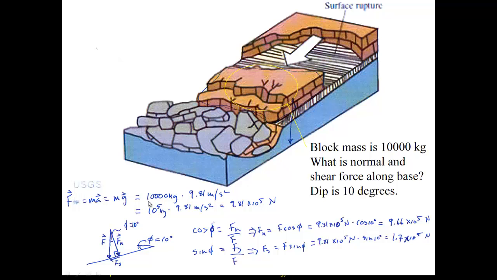So the force vector is 10,000 kilos times that gravitational acceleration. It's 9.81 times 10 to the 5th newtons. And then if we do our trig, cosine of this phi is the normal force divided by the force vector. We end up with 9.66 times 10 to the 5th newtons. And the shear force comes from the sine, and we get 1.7 times 10 to the 5th. So mostly this landslide doesn't want to move because almost all of its mass is holding it against the slide surface. That's why, if it was a little steeper, it would slide more easily.